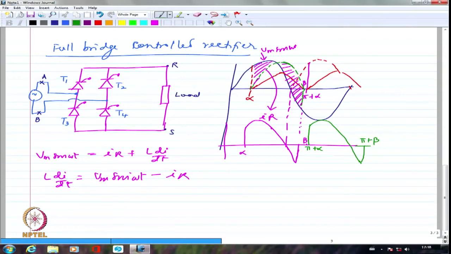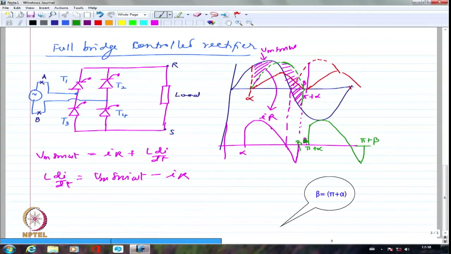No, not at all. Beta is here. Pi plus alpha is here. So let me probably remove this and say this is beta. Beta is here, where the current ends. The current is ending at beta. And after that only I am trying to fire T2 and T3. You get my point?